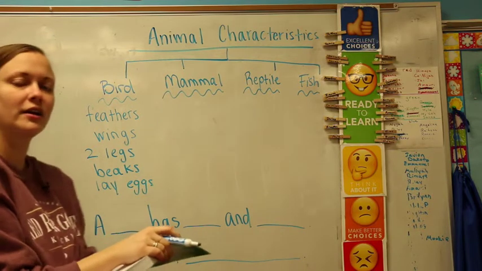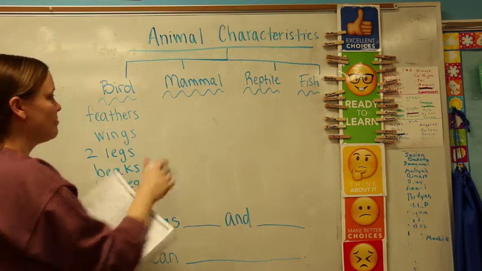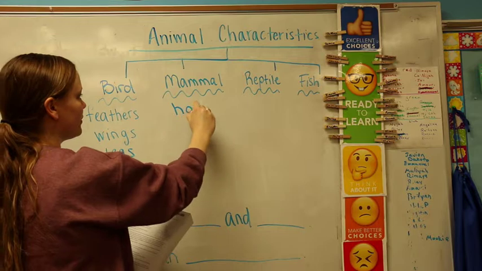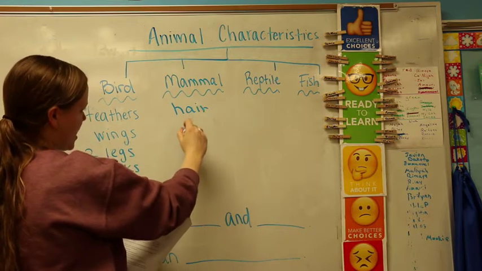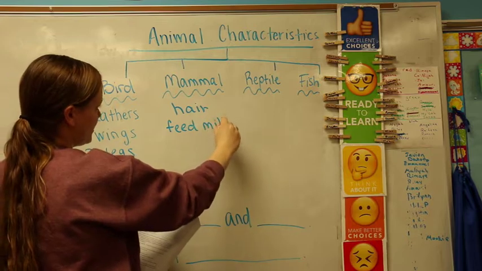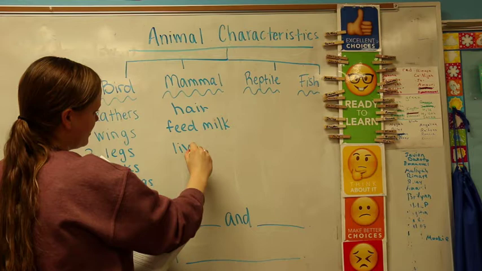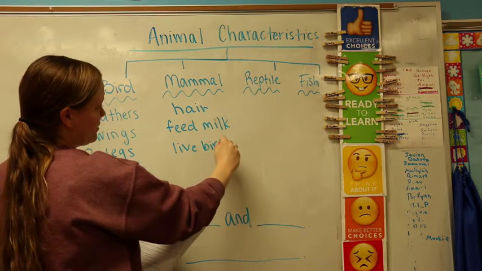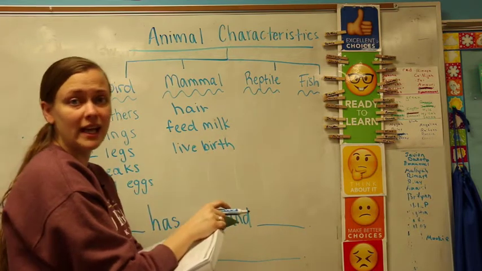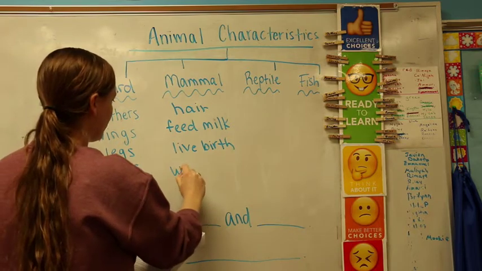Now think about what the characteristics are of a mammal. Okay? Mammals have hair or fur. They feed milk to their babies. They give birth to live young. So that means that they don't have kids that lay eggs. And they're warm-blooded.